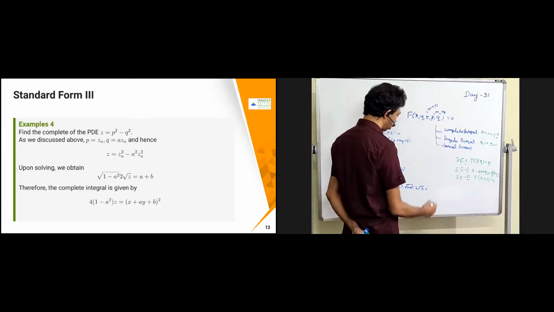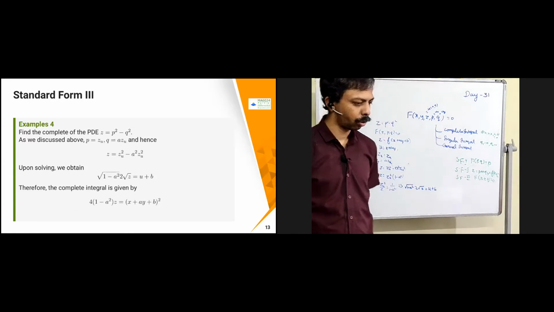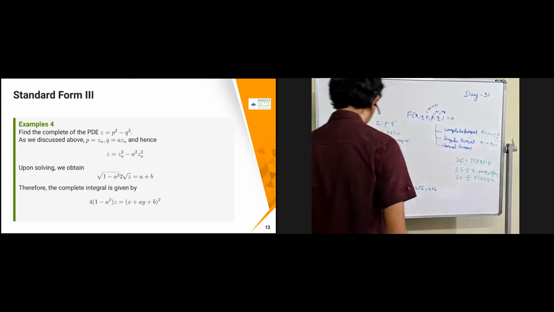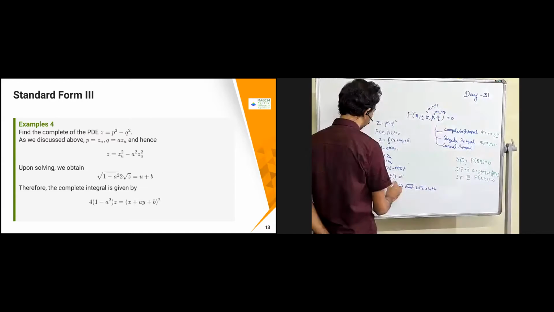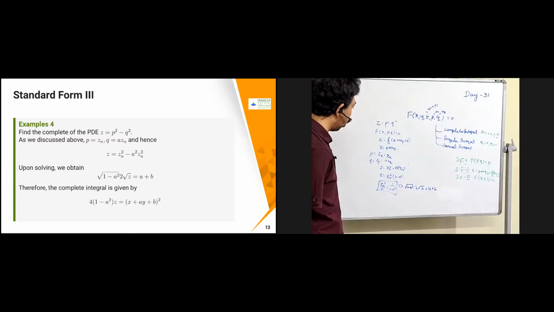Okay, equal to u plus b. Once you solve this one, you are going to get this one. How do you solve? Just play it as an exercise. Let's do that. You can solve this and you get this one. Now what we have: u plus b is there, a is there.